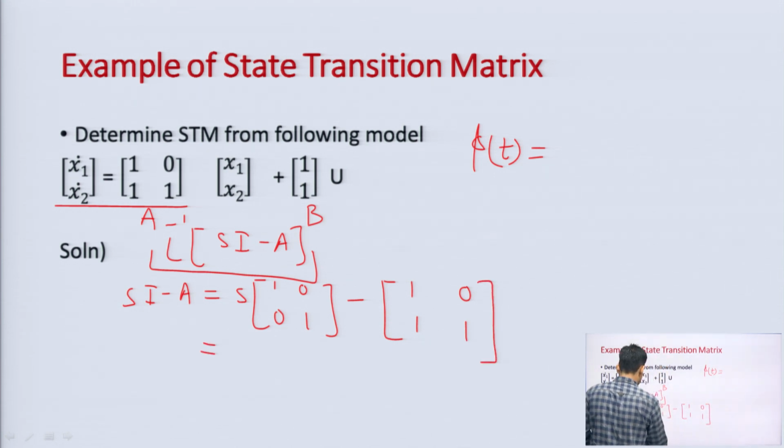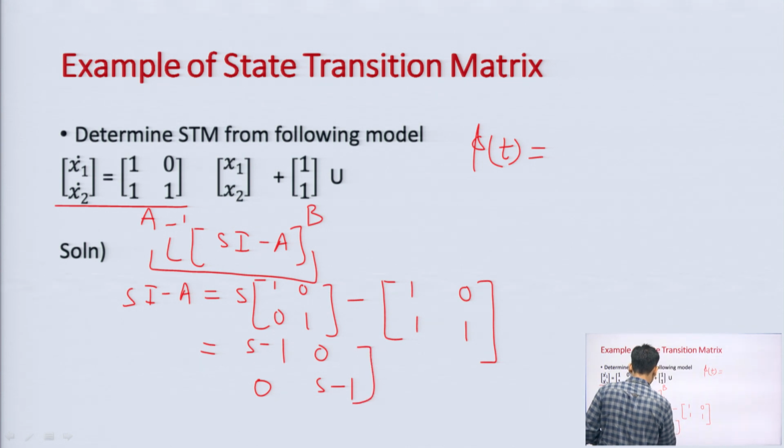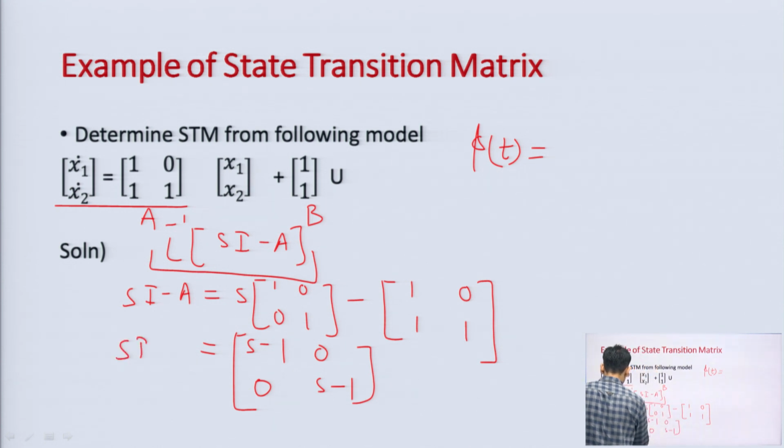And I can say this is [s minus 1, 0; 0, s minus 1]. This is coming after the subtraction. So, this is sI minus A. Now, I need to take its inverse. Sorry, not the Laplace inverse, I have to take the inverse of this matrix; its inverse is required here.